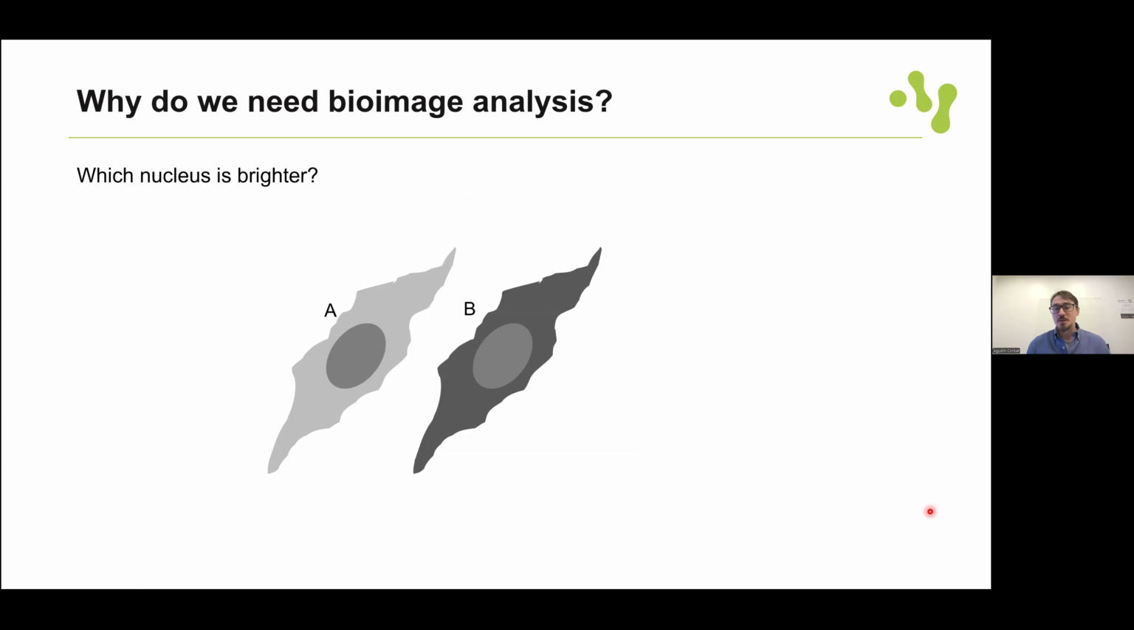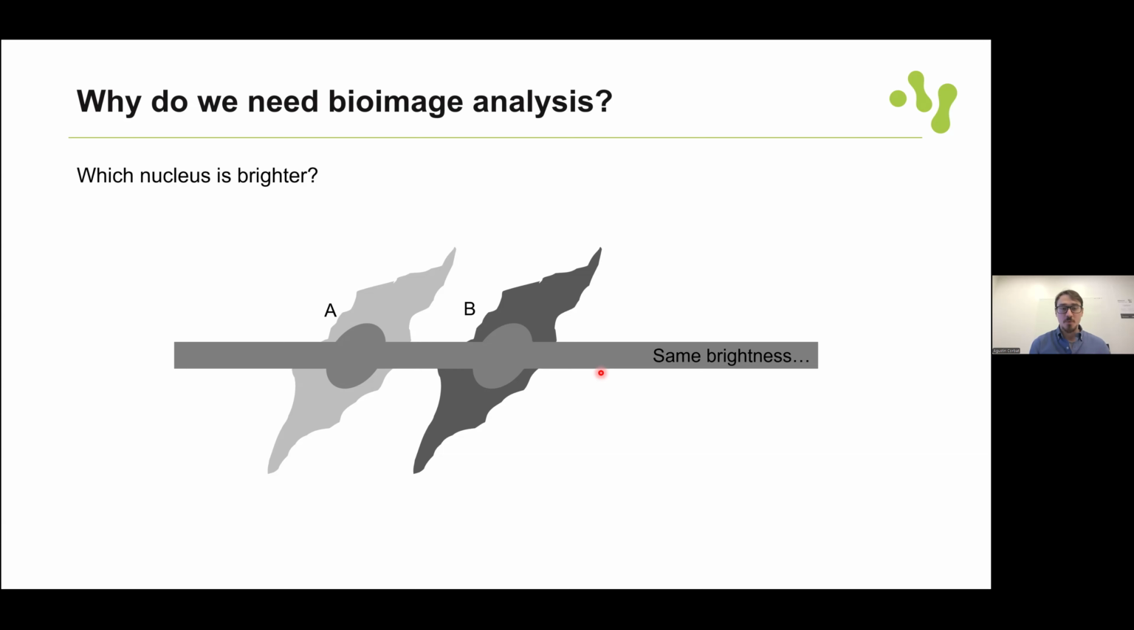There are other questions that we could answer. Do we always need to do bioimage analysis? Can't we simply show some image and say something about it? For example, here we could wonder what happens with the localization of a protein. We have two cells here, and we reason that cell B has been treated with a drug. We believe that this drug has displaced the protein from the nuclei to the cytoplasm, because we see that the cytoplasm is brighter and the nuclei look dimmer. But are we sure which nucleus is brighter here?